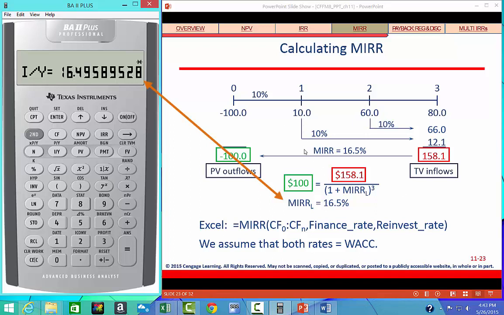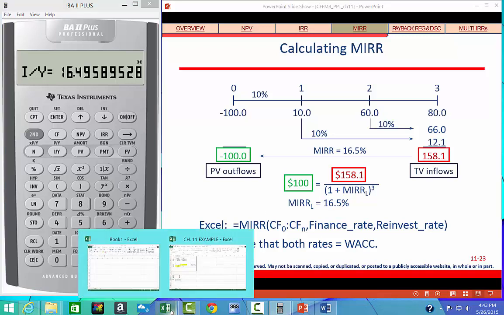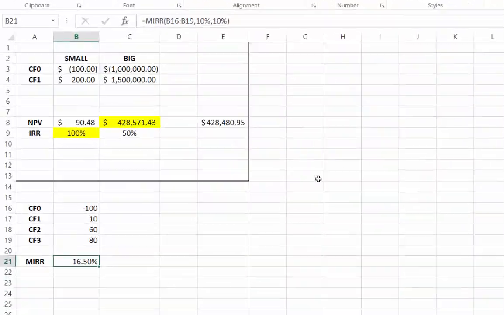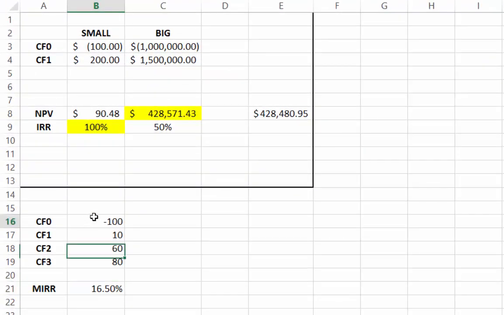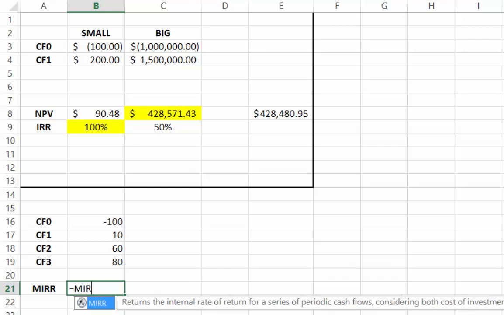Now the longest part for this question is to compound these cash flows into the future and add them up. Now in Excel, let me show you how to do that. I've already got this up. So I took those cash flows, 0, 1, 2, and 3, and then let me delete that. You just say equals MIRR.